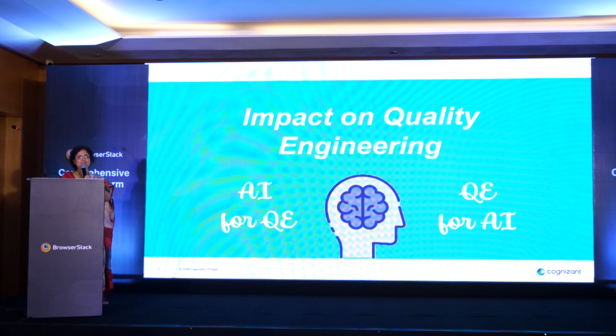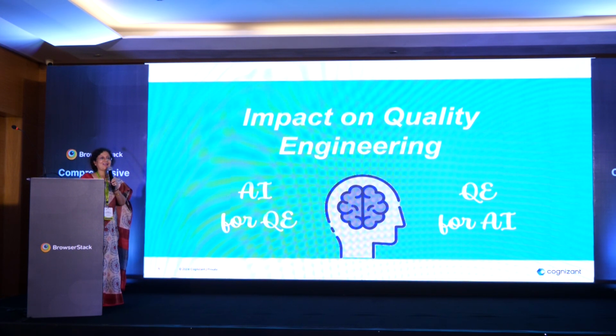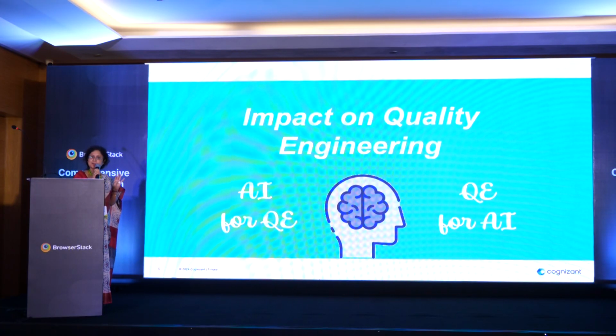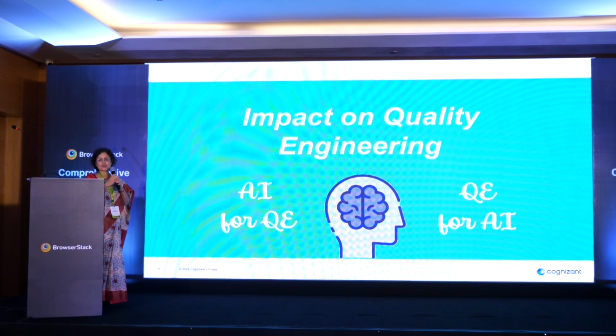Now I'll come to quality engineering, my favorite topic. And when I talk about quality engineering, I'll try to divide it into two parts: how quality engineering has been impacted by AI. As we call it, it's AI for QE and QE for AI. What do you mean by AI for QE? How do you unleash hyperproductivity? It's all about that.